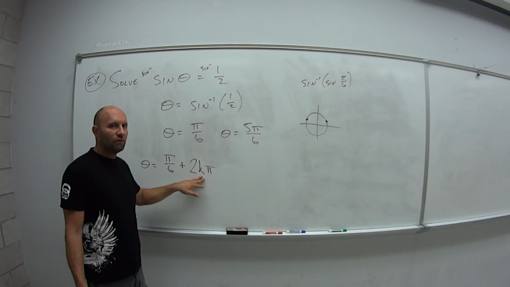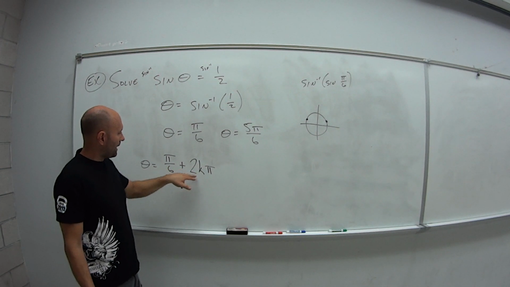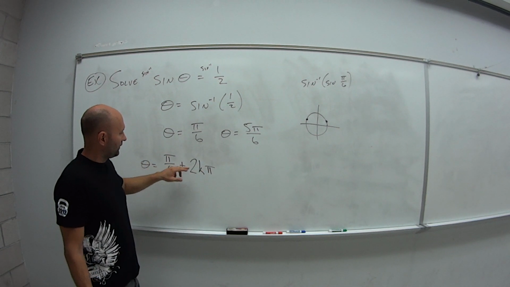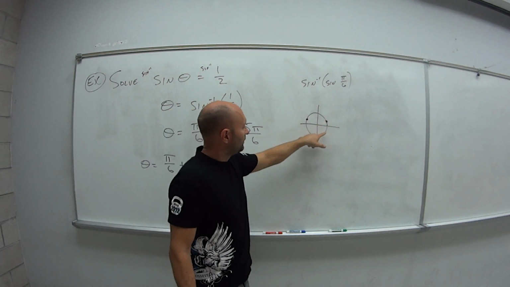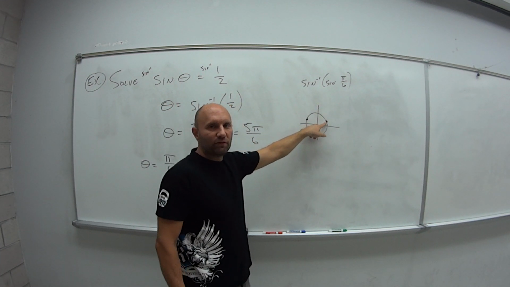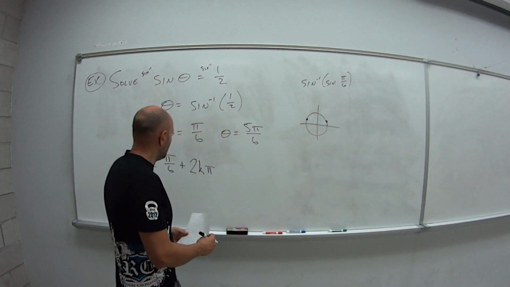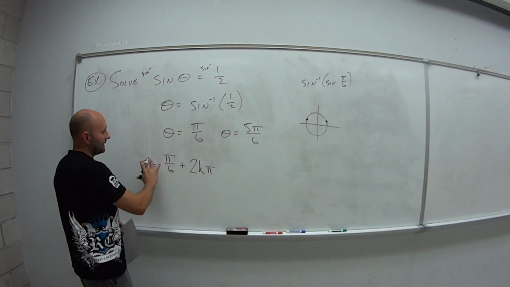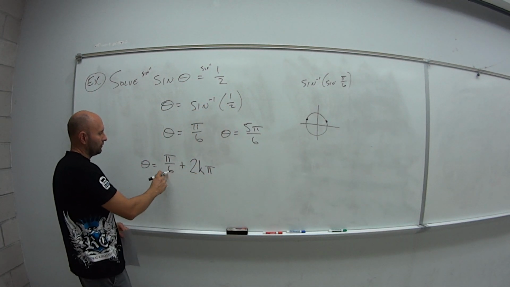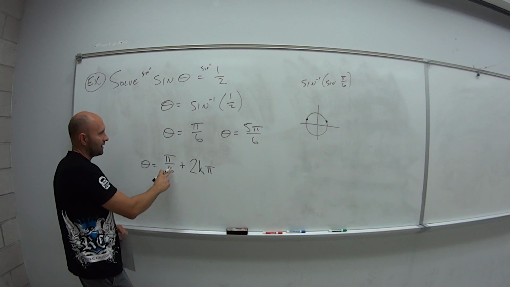What if k is -1? So then I get minus 2 pi. So I get pi over 6 minus 2 pi, which means I go clockwise on the circle and I still end up at the same point. So this formatting here gives me every possible solution for the pi over 6 case.